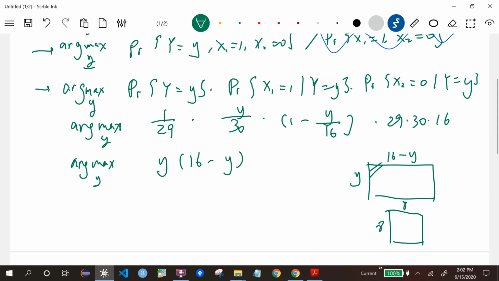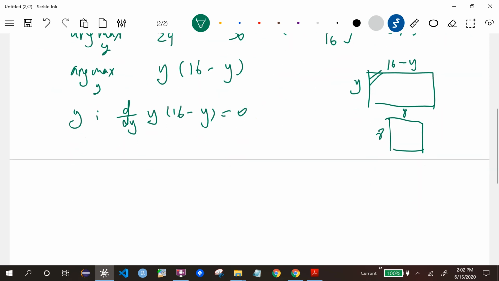You can either use that logic or you should do what we are doing all the time, take the derivative and set it equal to 0. So this is the y such that the derivative is exactly equal to 0. So this is the y such that 16 minus 2y is 0. So this is our y.